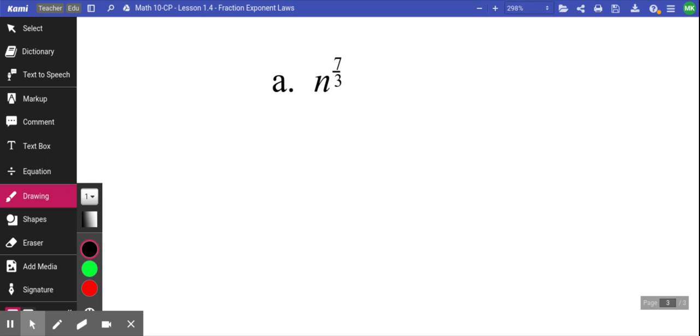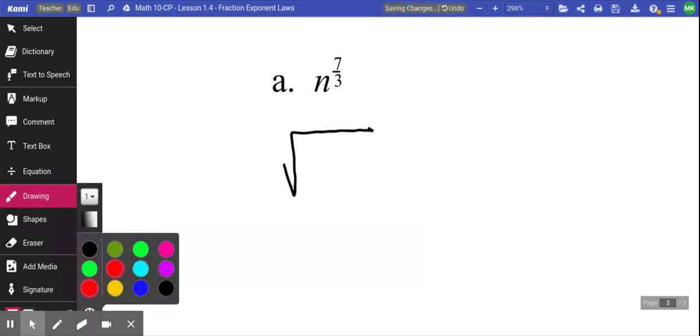A little bit more basic, but then they get hard. So if you're looking at this, because it's a fraction exponent, I know my answer is going to turn into a radical. The bottom number becomes the index of your radical, which is the little tiny number. And then the rest of your power becomes the radicand, which is the thing underneath the root sign, like that.